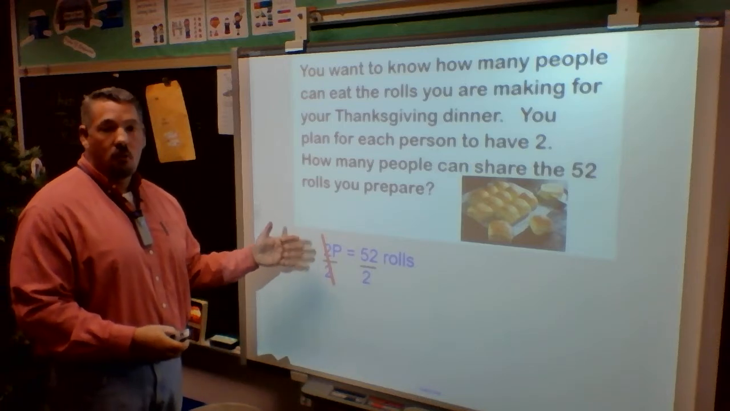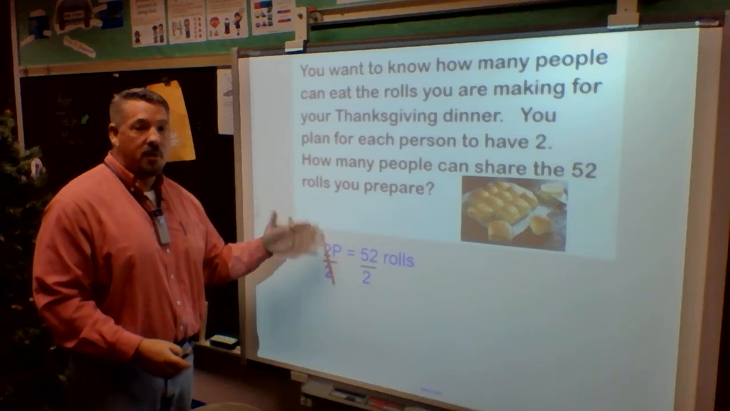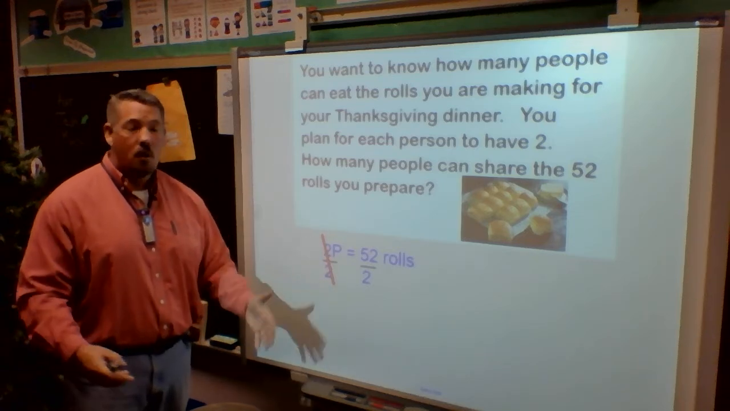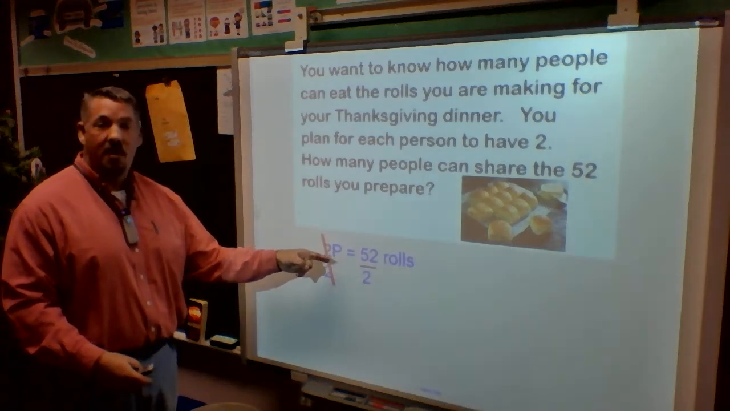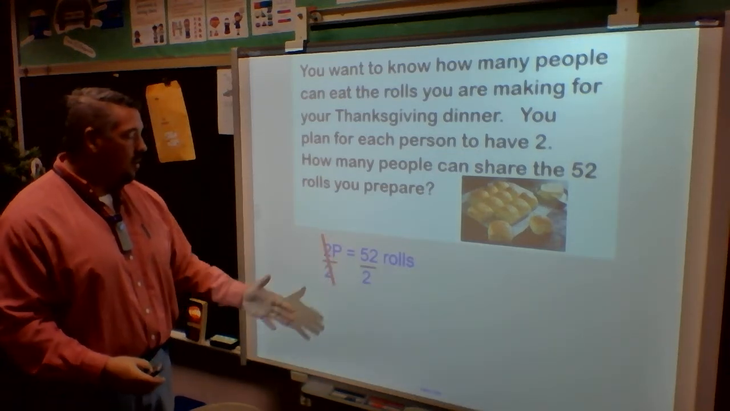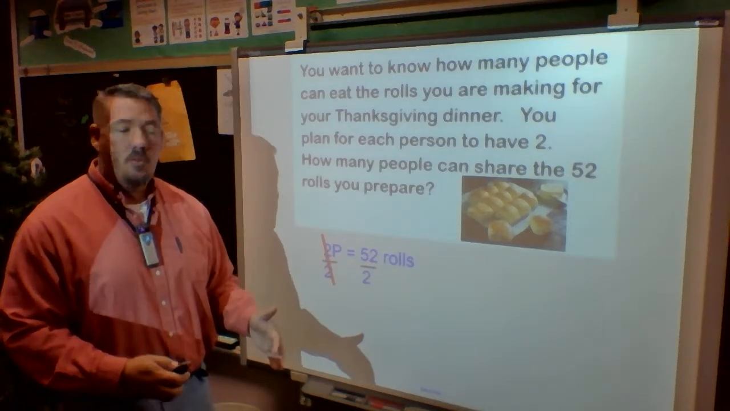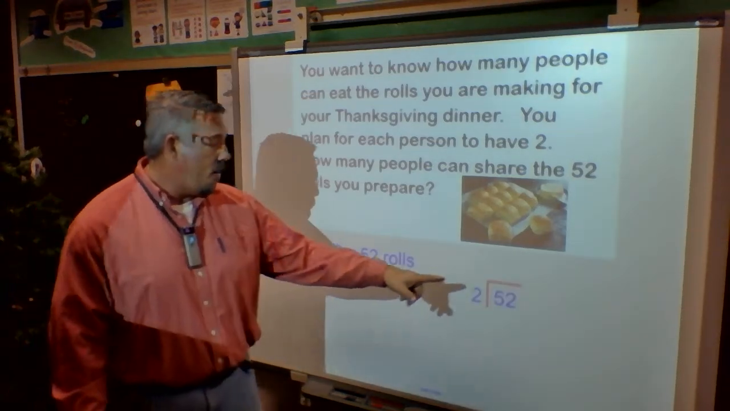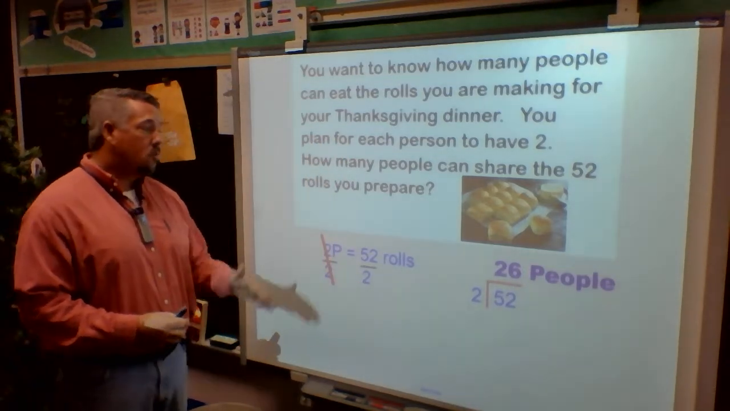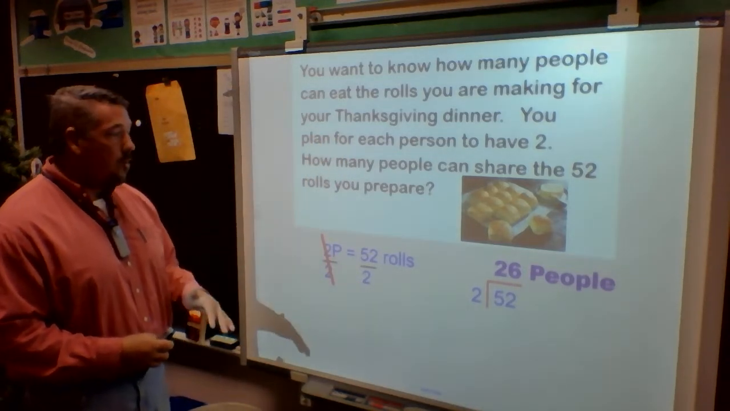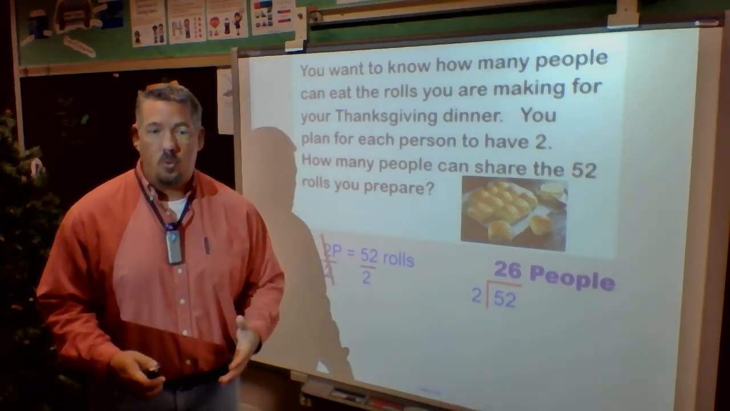If this was 1000.56 over 1000.56, it would cancel out and still make 1. So what I'm doing over here is always going to cancel out and make 1, leaving me with that missing letter. I don't know what that letter is equal to. I have mathematics of 52 divided by 2 then. I know that if I divide 52 by 2, I'm going to get 26 people. So 26 people can participate in my Thanksgiving dinner and each have 2 different rolls.